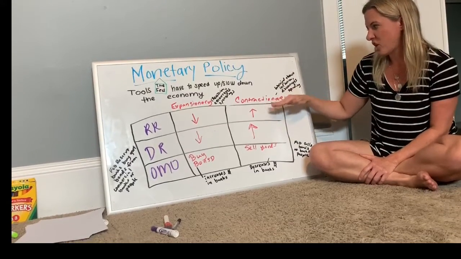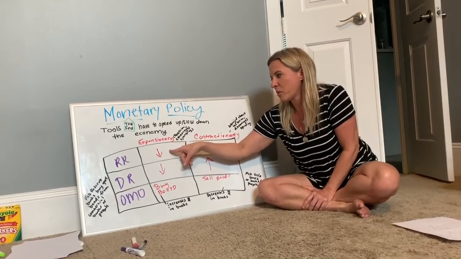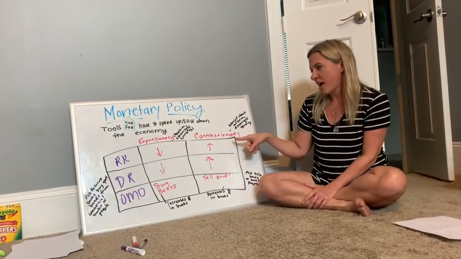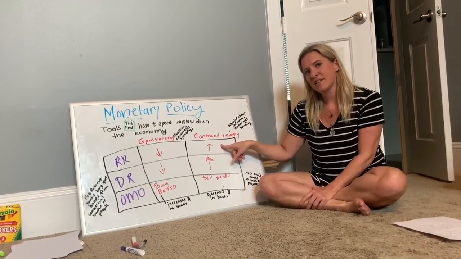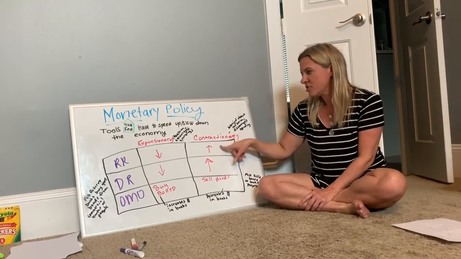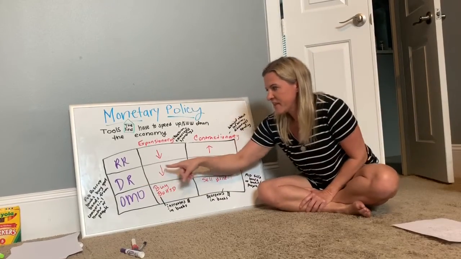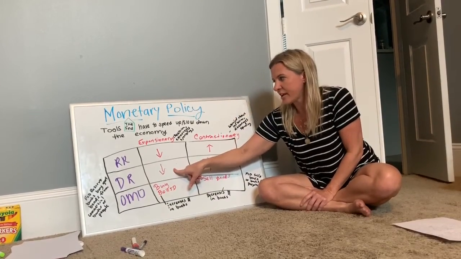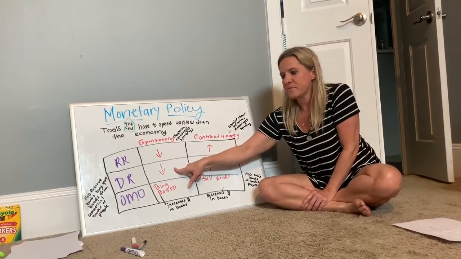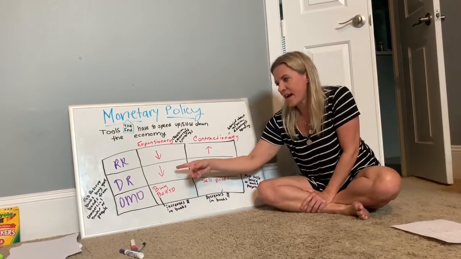They would implement contractionary. Reserve requirement: they would lower it for banks during expansionary so that banks would have more money to loan out. Contractionary, they would raise the percentages that banks have to keep on hand so that banks have less money to loan out. Your discount rate, they're going to lower it during expansionary so that when banks go to loan money, it's cheaper for customers. So they'll take out more loans.